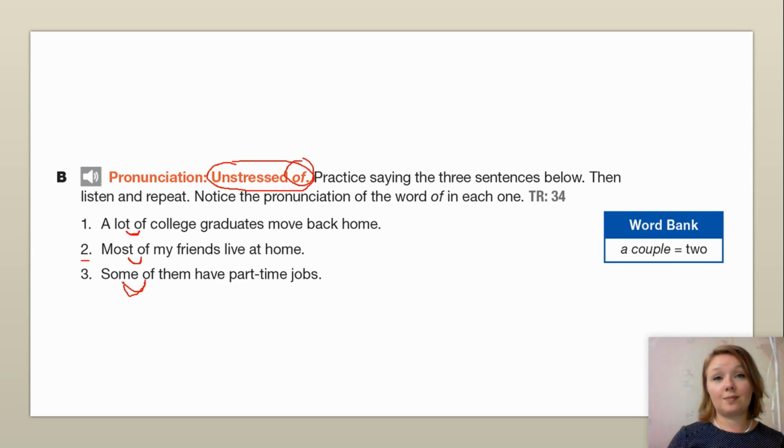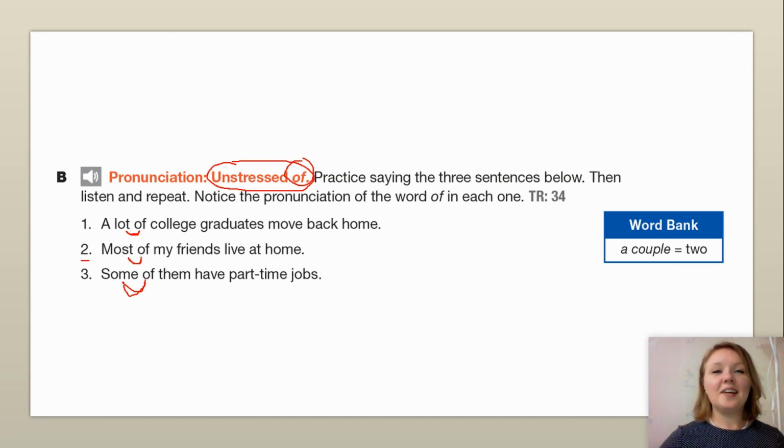A lot of college graduates move back home. Number 2: most of. Most of my friends live at home. Number 3: some of. Some of them have part-time jobs.